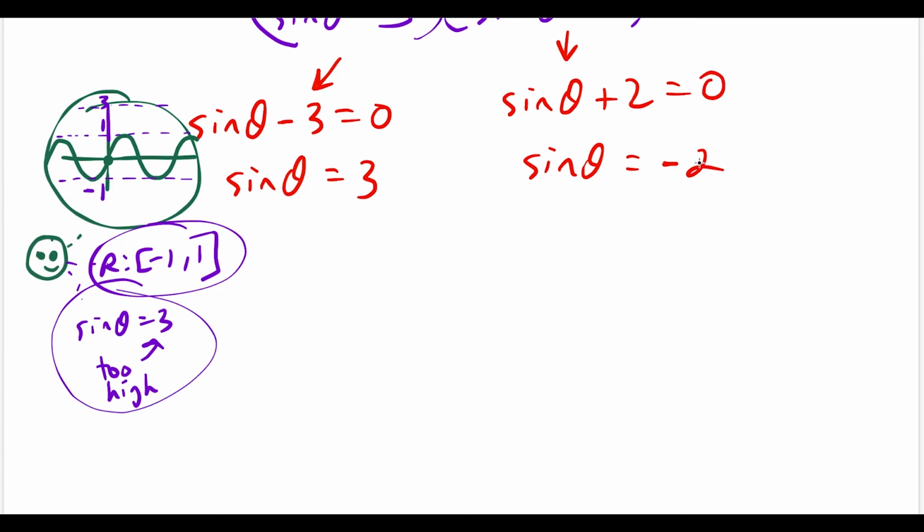And the same thing with this. Sine theta equals negative 2 is going to be too low. If I was down here at negative 2, the sine curve is not going to reach this. It's going to bounce between 1 and negative 1, so it's never going to drop down to negative 2. So this one is too low. There's no angle theta where we'll ever reach these heights, and that tells us we have no solution to this particular quadratic trig equation.